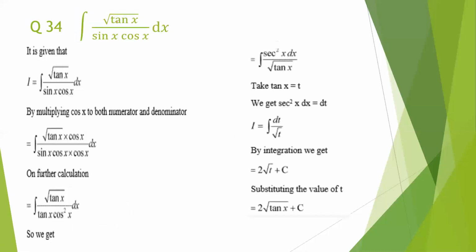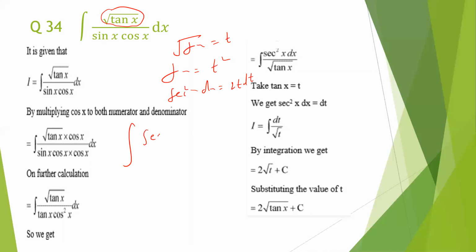Now here one more question. Integral of root tan x by sin x cos x. So again we are not able to identify what to take as t. So let us try by taking root tan x. Let root tan x equal t. Differentiate both sides. tan x equals t square. Sec square x dx equals 2t dt. But sec square is not present there. So what can we do?